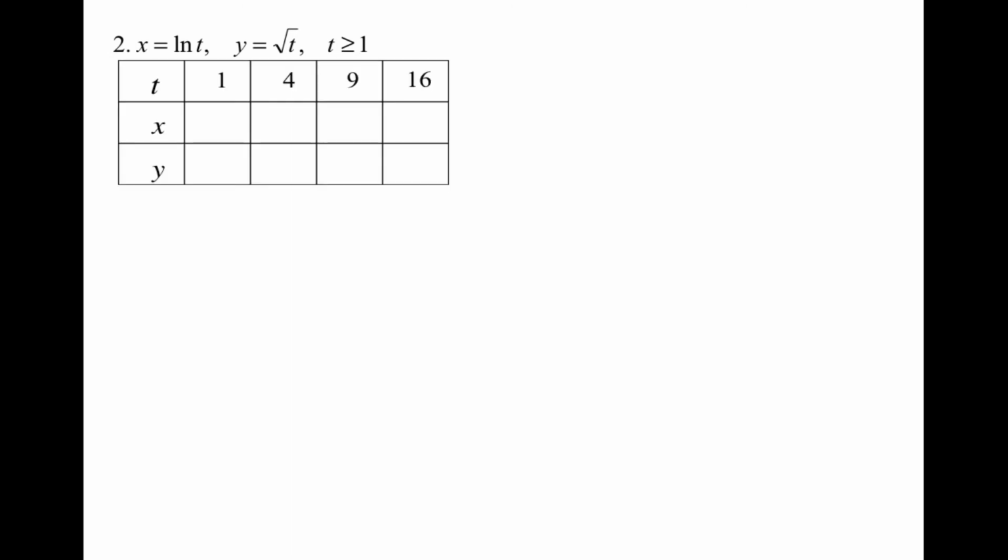For the second one, we have that x equals natural log of t and y equals the square root of t, where t is greater than or equal to 1. So in this case, I'm going to pick any t values greater than or equal to 1. The reason why I chose 1, 4, 9, and 16 is because I'm going to have to take the square root of t, so I just chose values that would be the easiest to square root. And you could keep going, you could use 25 and so on. So when you plug them in, you get 0, 1; 1.3862, 2; 2.197, 3; and 2.773, 4.